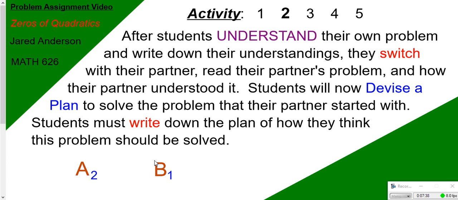Now, students will devise a plan to solve the problem that their partner started with. Students must write down the plan of how they think this problem should be solved. So even though student B started with number 2, A is going to write down the plan of what they think they should do to solve that one. Similarly, B is going to write down the plan to solve problem number 1.